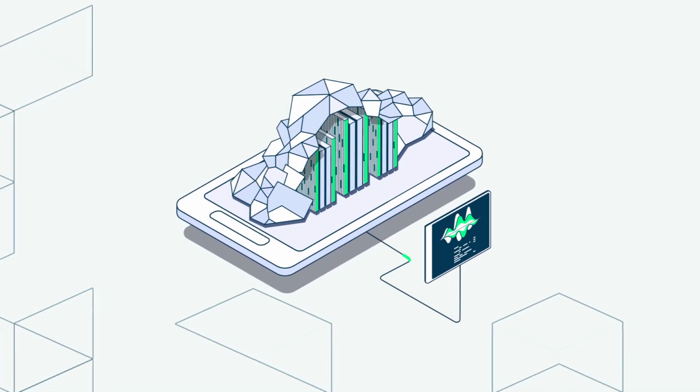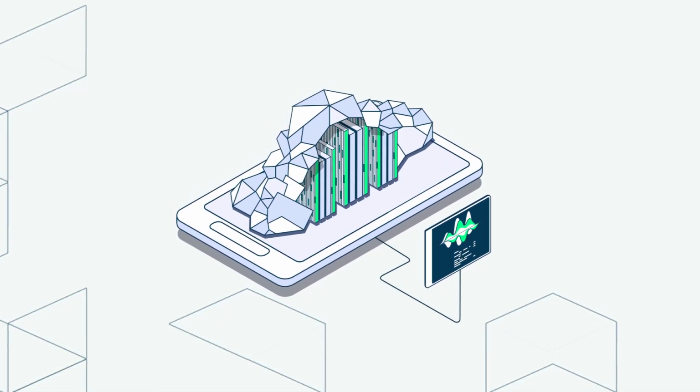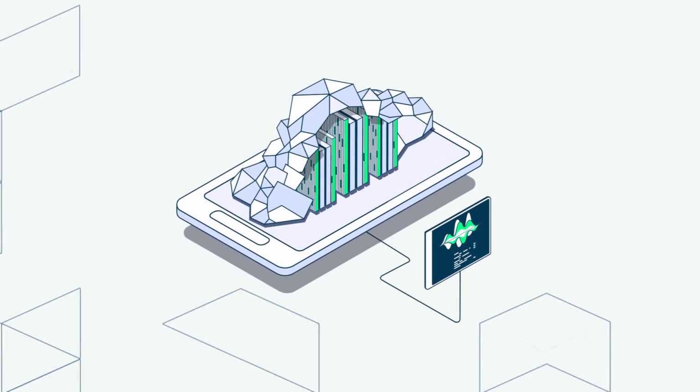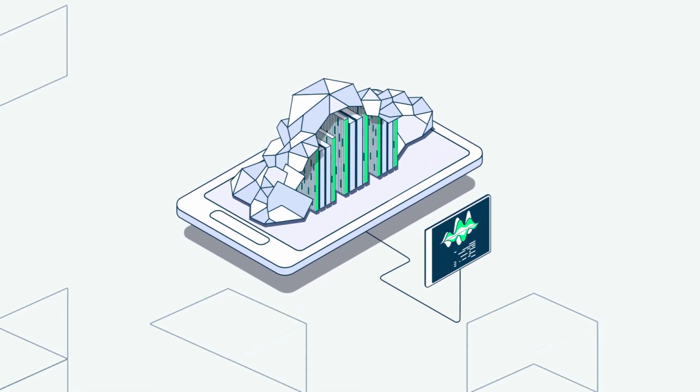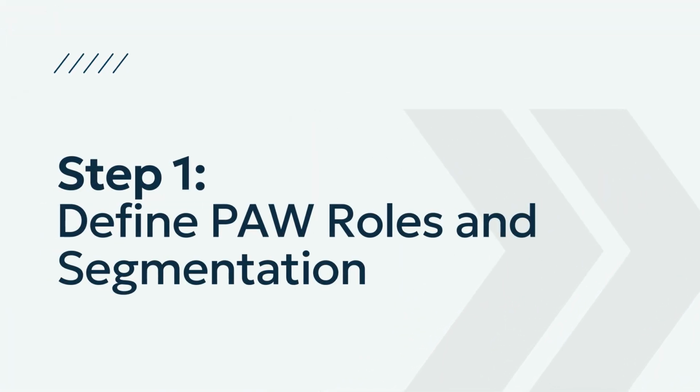Implementing PAWs step by step. Implementing PAWs for technicians should be systematic and organized to minimize issues. In this chapter, we'll go through a step-by-step implementation guide for organizations. Step 1. Define PAW roles and segmentation.